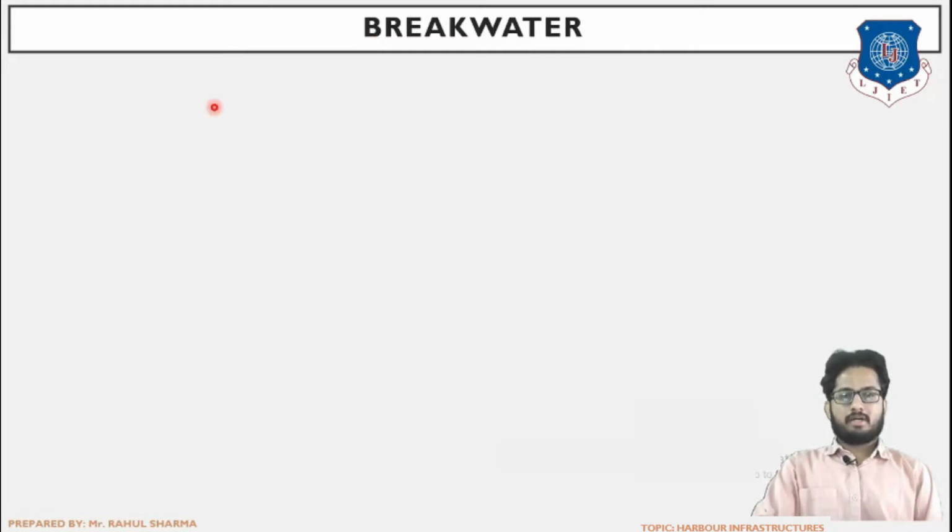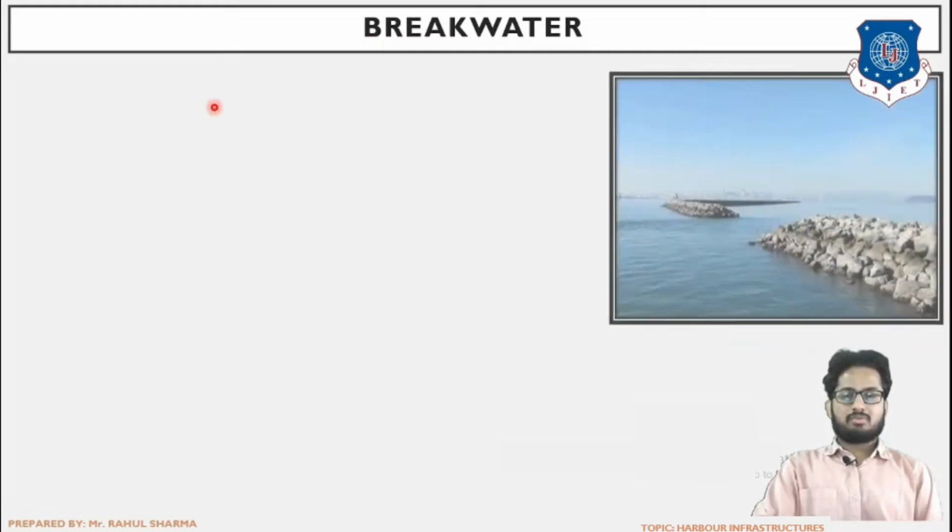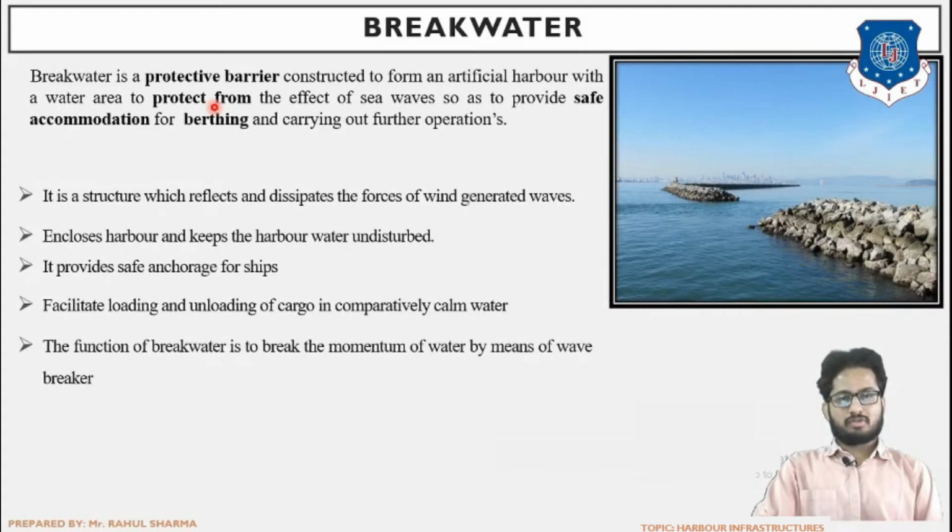Now up to this point we are physically aware as to what is the function or use of breakwater. So basically breakwater is a protective barrier constructed to form an artificial harbor with water area to protect from the effect of sea waves so as to provide safe accommodation for berthing and carrying out further operations. So basically breakwater is at the circumference or the periphery. It is a protective barrier.